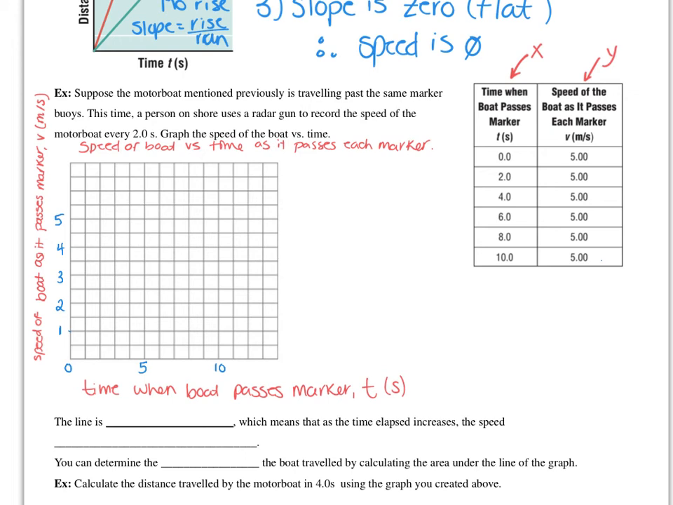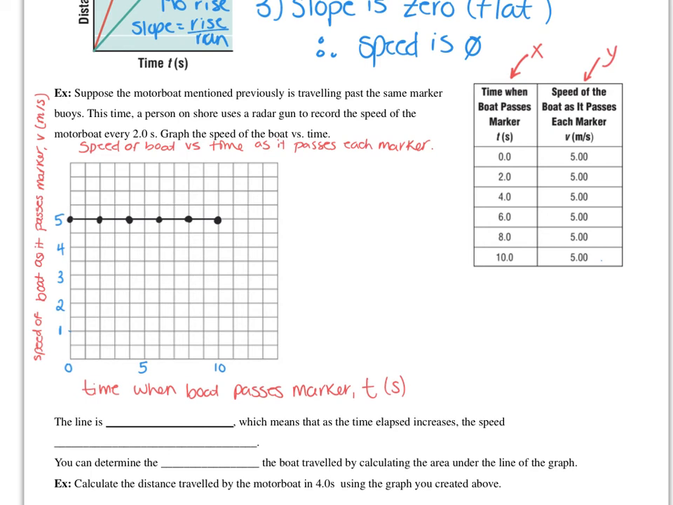So at time 0, it was going 5 meters per second. At time 2, it was 5. At 4, it was 5, 6, 8, and 10, it was 5. Pretty clear we could draw a line of best fit here. So we will draw one straight line and connecting those dots. Great.